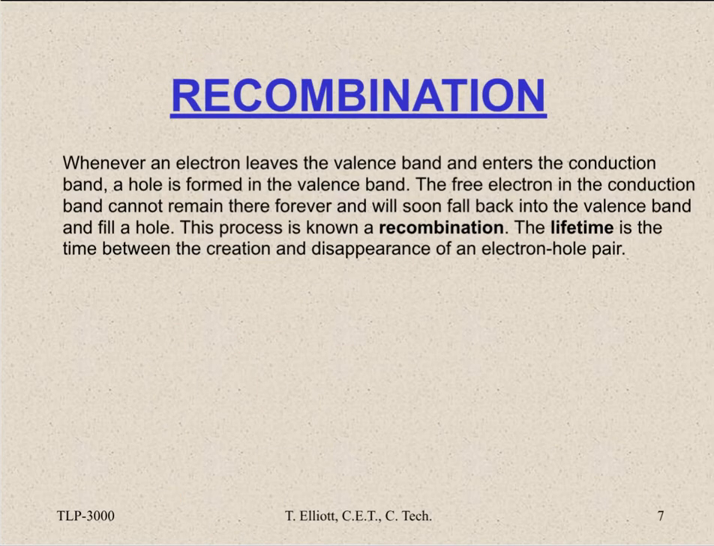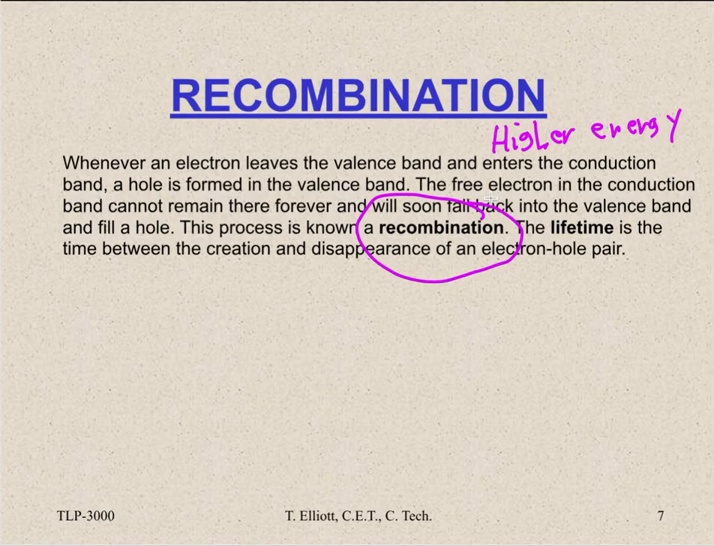Okay? This process, recombination, is when the electron leaves the valence band, temporarily enters the conduction band at a higher energy level, and then it'll fall back down into the valence band. That is known as recombining with a hole, so that's the recombination, is what it's technically called.